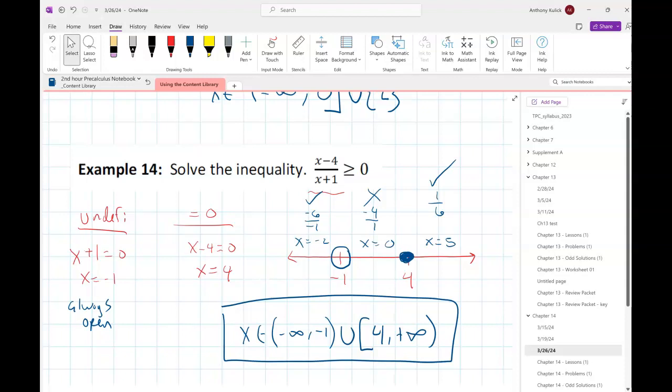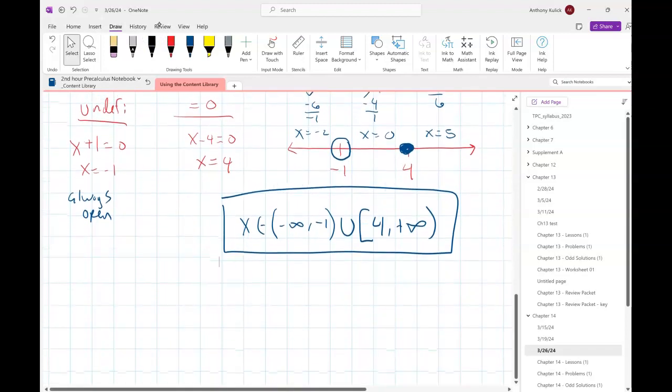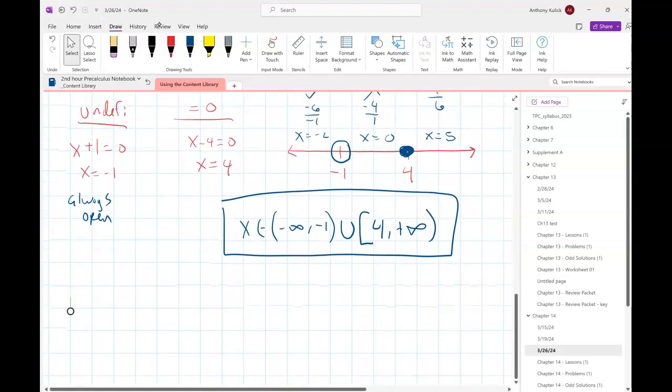Everybody feel pretty good there? Overall, how's this going? It's not bad, right? Okay. Last example's the most confusing one, or the most difficult one.